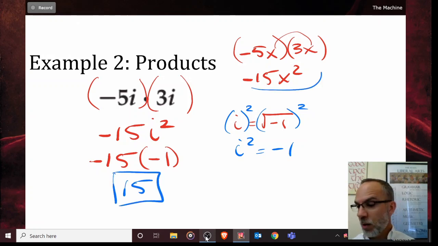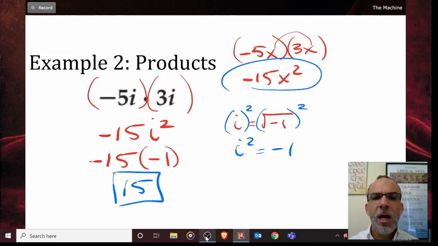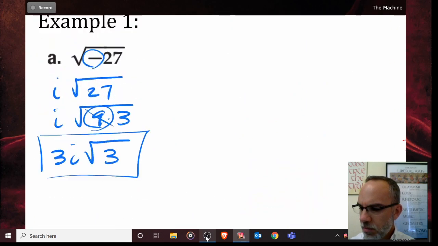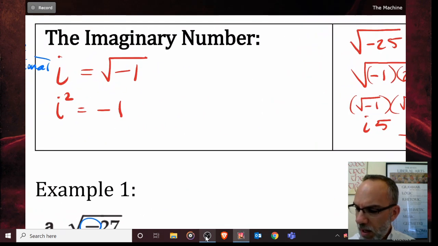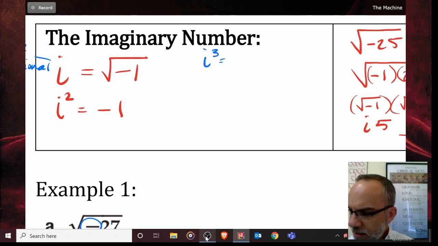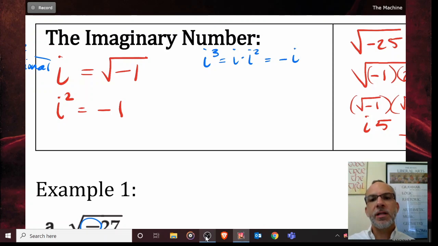Nice. You couldn't do that with the x's because you didn't know what x was, but you do know what i is. And by the way, let's go ahead and make a little list. Maybe we should just do it up here with the imaginary number. i squared is equal to negative 1. What is i cubed? Is that not i times i squared? So isn't that equal to negative i? Because i squared is negative 1.